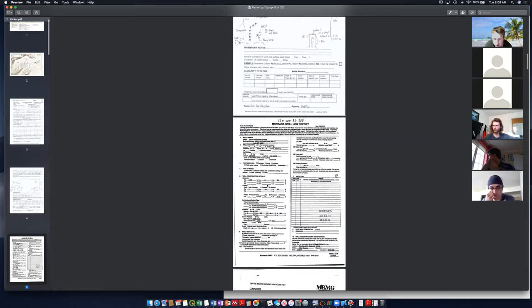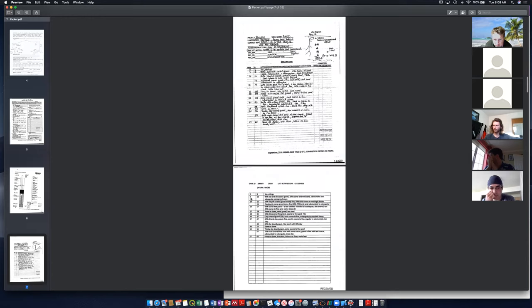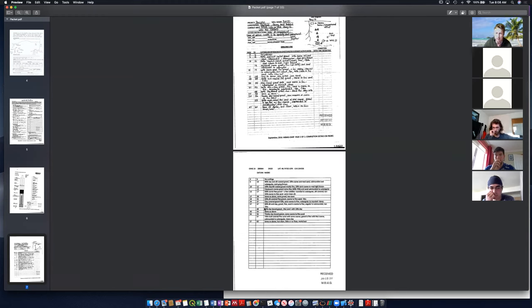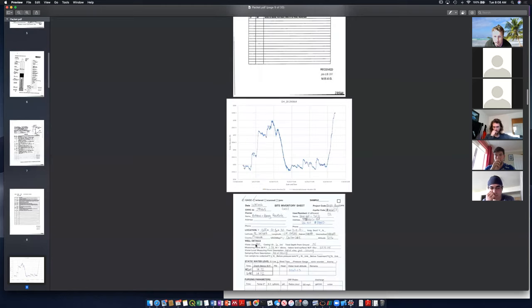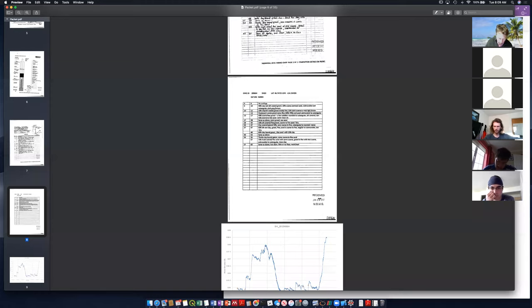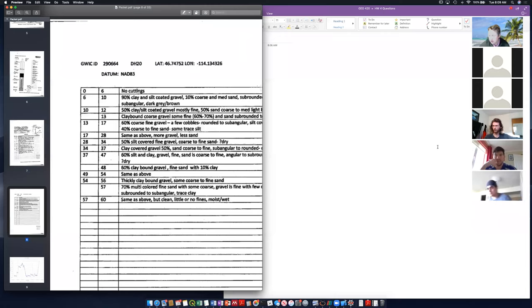Now, what I want you to do is go in here and read the log and summarize it. So from 6 to 10 feet, we were in clay and silt covered gravel. From 10 to 12, we're in silt clay, 13 feet, clay, coarse gravel. 13 to 17 feet, fine gravel to fine sand. So what you're going to do is start making plots or sketches of the stratigraphy. You would take this borehole file and start to draw out the stratigraphy.